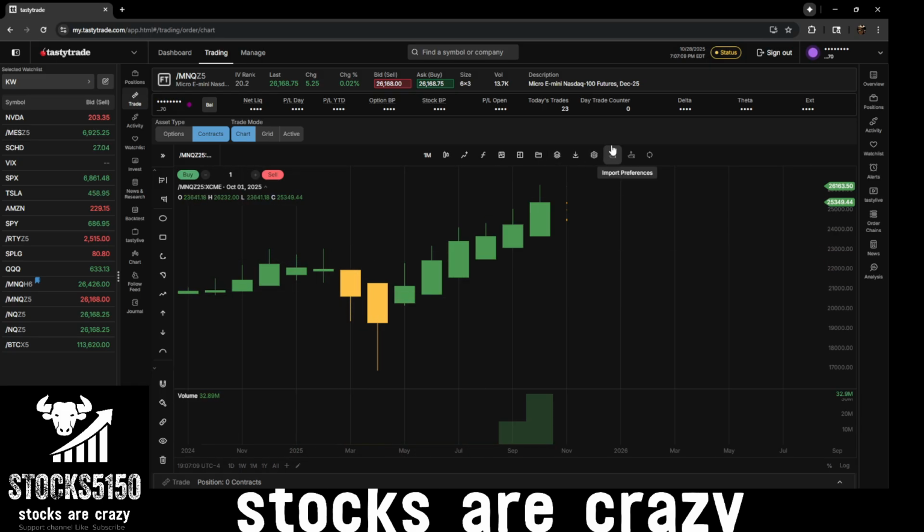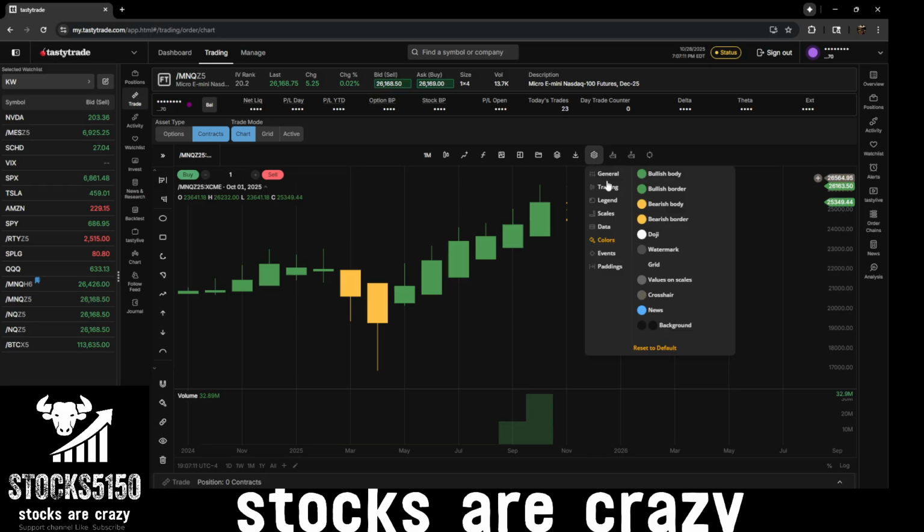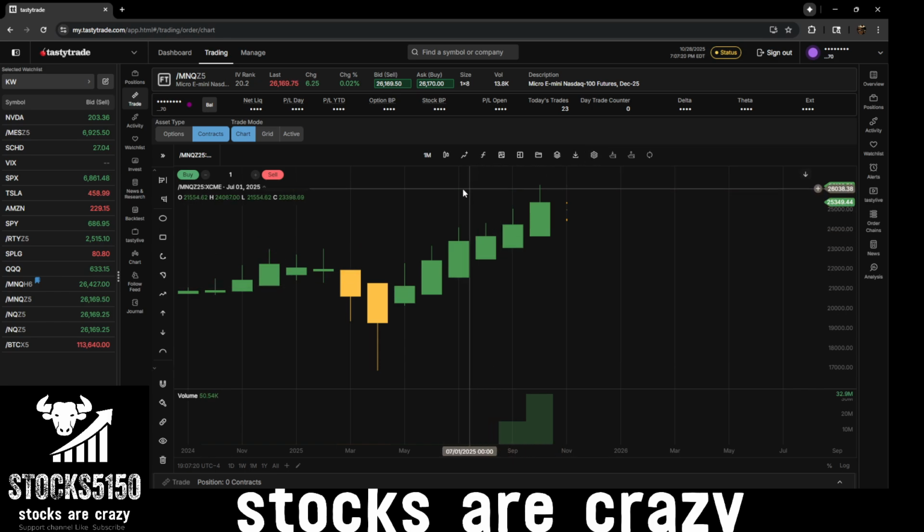You can change your colors. You can go to your settings on your platform and see my bullish bodies are green and my bearish bodies are yellow. And you see the dojis I have are white. Okay, so you can do what you want.